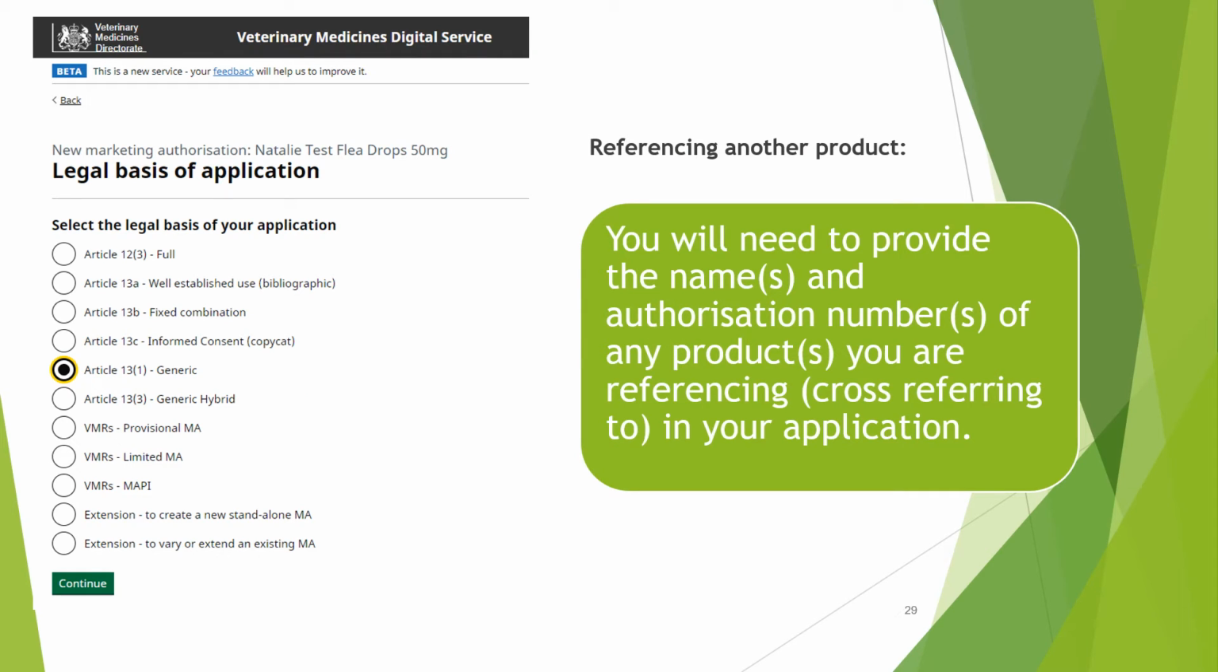Just to finish off the new MA application process, we did speak about legal base earlier on, and I gave the example of informed consent, a copycat, where I may reference another product as part of my application because I want the VMD to look at the data that's been provided on behalf of another product. So in certain legal bases, for example, informed consent, generics, generic hybrids, MAPIs, extensions, etc., you will be referencing another product. When you do the application form, in that application flow, you'll be asked to provide the name or names and authorization numbers of any products you are cross-referring to in your application.